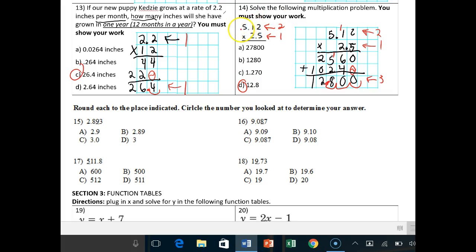Plus, guys, just estimate, right? This is about 5. This is about 2 or 3, right? 5 times 2 is 10. 5 times 3 is 15. It's got to be between 10 and 15. And the only answer that's between 10 and 15 is D. Got to use your estimation skills.